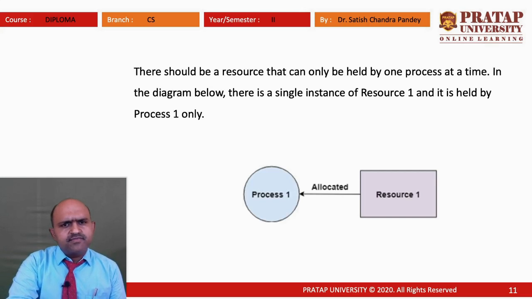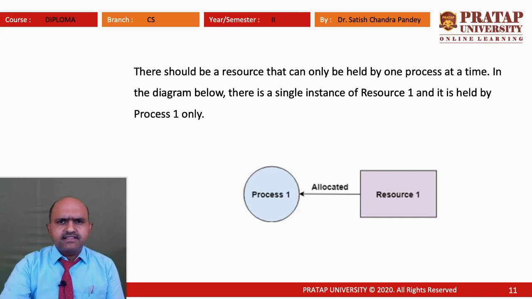There should be a resource that can only be held by one process at a time. In the following figure, we can say that there is a single instance of resource 1 and it is held by process 1 only. We can say process 1 is allocated resource 1. This is the mutual exclusion.